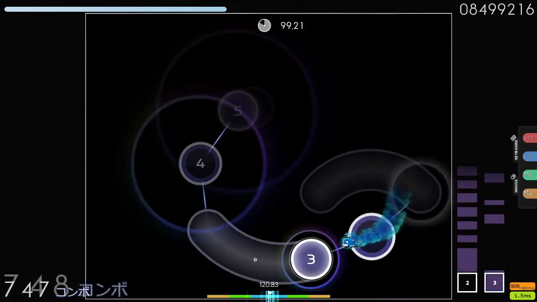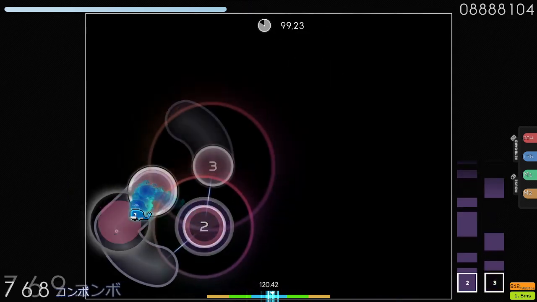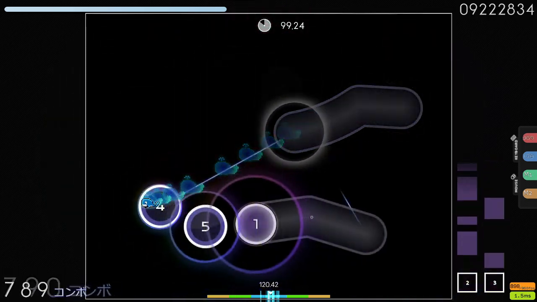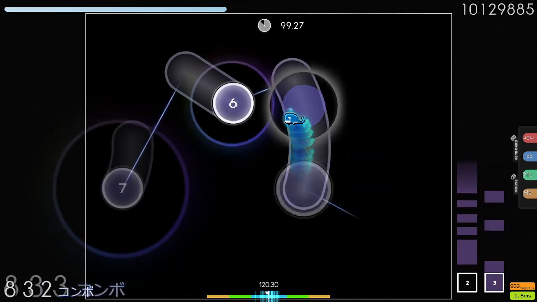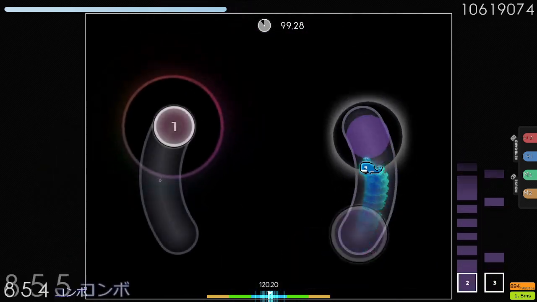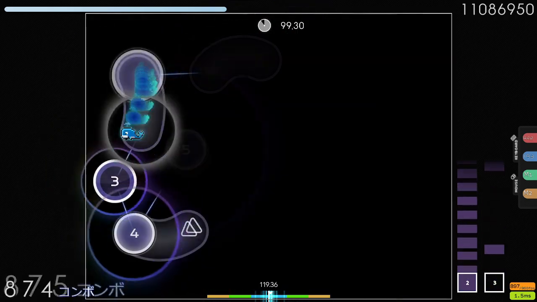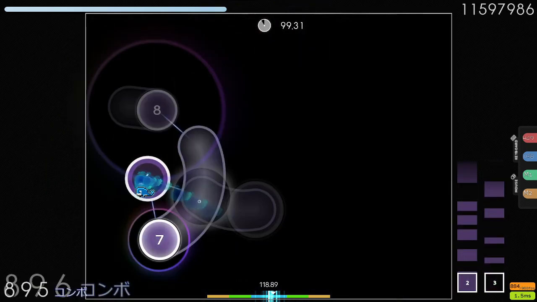But yeah, I remember this map from 2017 or something. I don't know how, but I think one of my friends was spectating me, and they were like, "OMG, how do you do this map?"